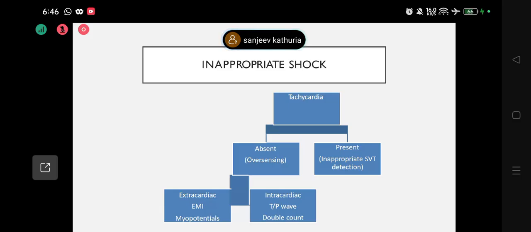This is the whole concept of ICD troubleshooting. The ICD has mechanisms. The appropriate shocks are very good, it's life-saving. Inappropriate are the ones which you want to catch. Inappropriate: tachycardia is there, but is it a true tachycardia? It's an SVT. It's only detected as VT wrongly by the machine. Other end, it is absent. There is no tachycardia. What is the machine doing? From an EMI, it is sensing the electromagnetic interference, the potentials, counting them and making it appear. Now we'll see an example of each one of them. This is the whole topic.